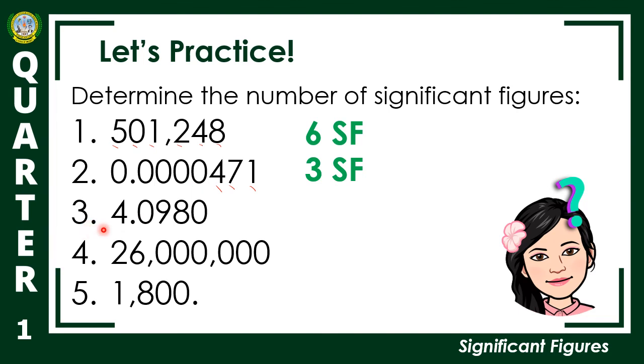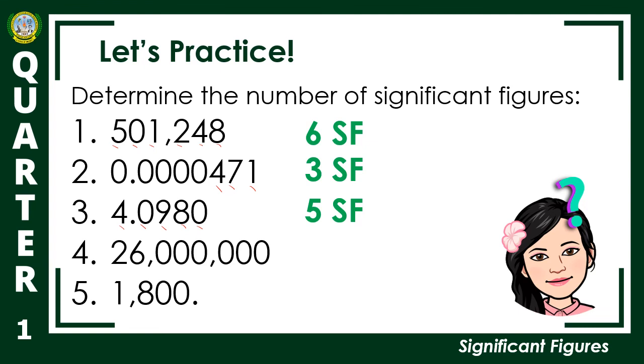Next, number 3, 4.0980. Okay? So, as you can see, meron po tayong non-zero, may in-between, meron tayong trailing. Of course, yung non-zero ay counted na natin as significant. Yung in-between zeros ay significant din. And again, trailing zeros. Trailing zeros to the right of decimal point are significant. Okay, so, bibilangin din natin siya. All in all, we have 1, 2, 3, 4, 5 significant digits.